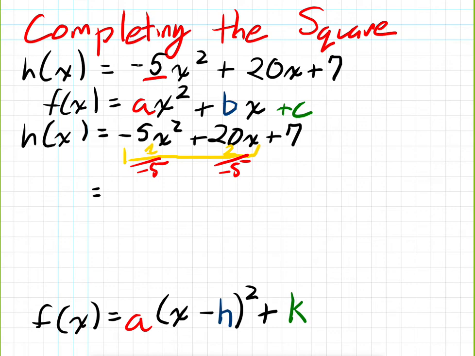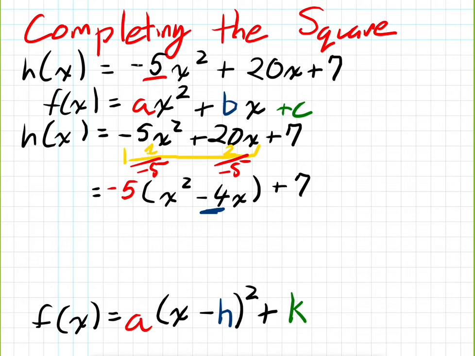When we do that, the negative 5 ends up in front of a set of brackets, and we're left with x squared minus 4x plus 7. The key here is when we common factor, we make sure that our x squared has a coefficient of 1. That's what we're trying to set up. Once we've done that, our b value has changed. Our b value is negative 4.